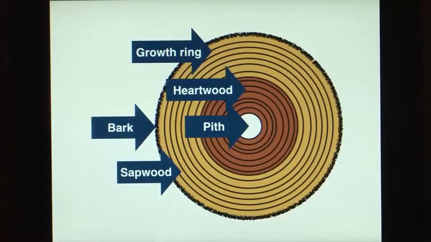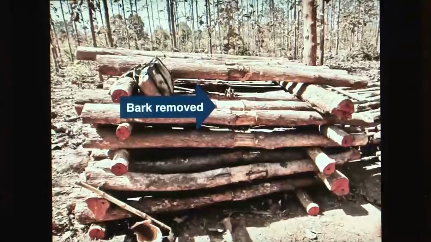Now, looking at the complete picture, you will find you have bark as the outermost region, followed by sapwood, followed by heartwood, followed by pith, and through the sapwood and the heartwood you will be having a number of growth rings. Next, let us have a look at this stack of logs.